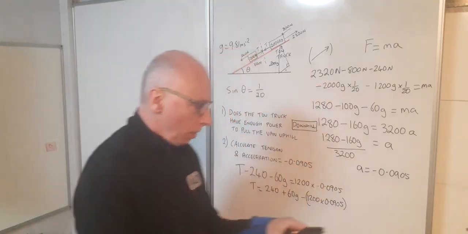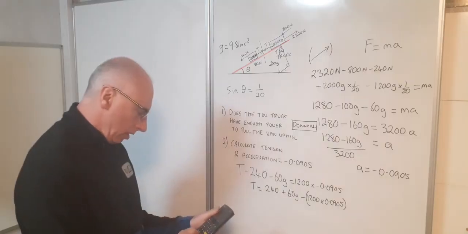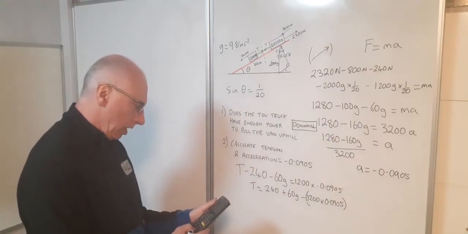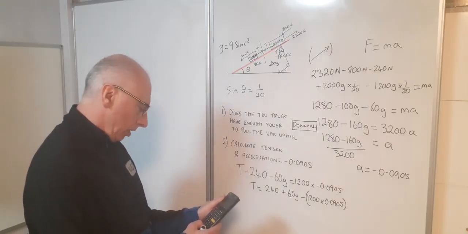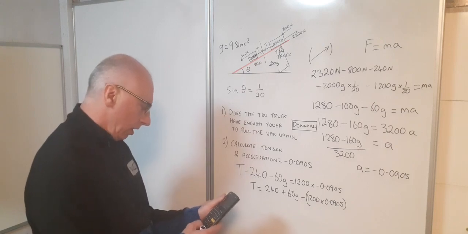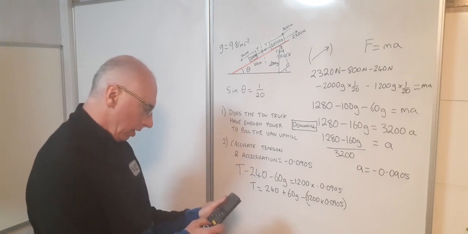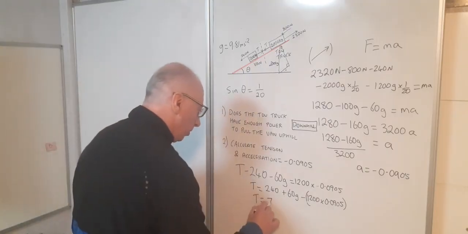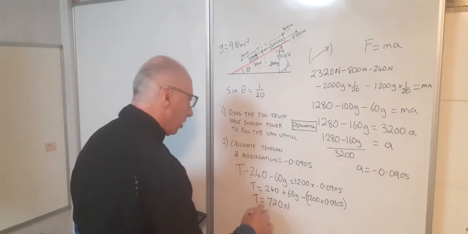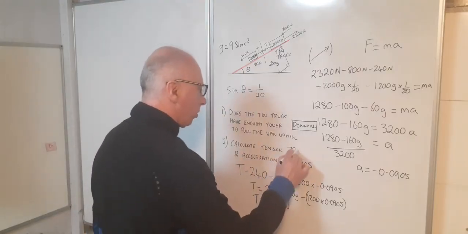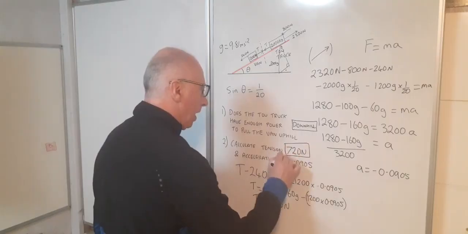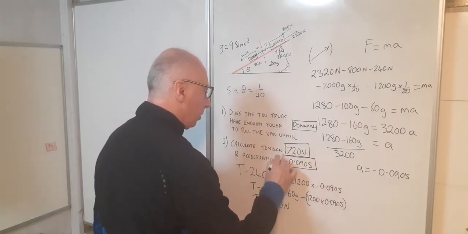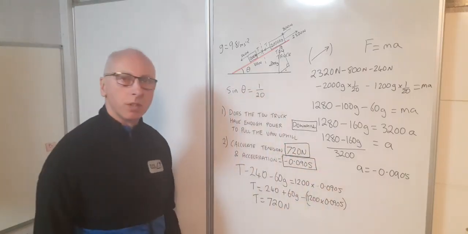Let's plug that into our calculator and see what we get. It's 1200 times 0.0905 and then plus 240 and then plus 60 times 9.81. Then we get 720. So T equals 720 newtons. So the tension is 720 newtons. That gives us all of the answers that we need to answer our questions.